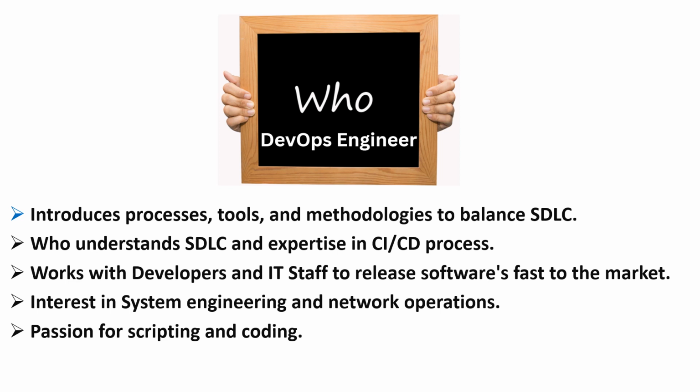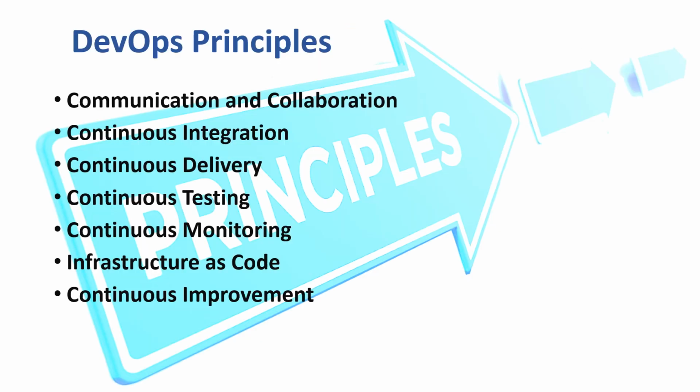DevOps engineers are either developers who are interested in system engineering and network operations, or system admins who are interested in scripting and coding and have migrated over to the development side to optimize test preparation and deployment. They also enjoy automating manual jobs using their scripting and coding abilities.